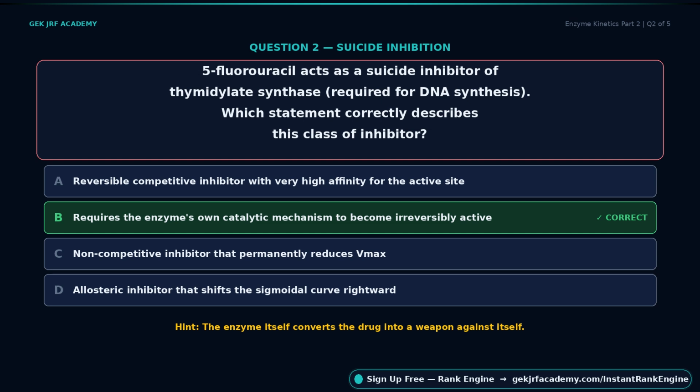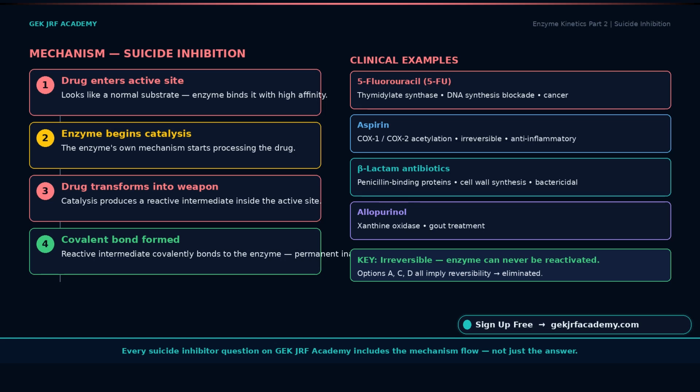Option C. A non-competitive inhibitor that permanently reduces Vmax. Option D. An allosteric inhibitor that shifts the sigmoidal curve rightward. Suicide inhibitors are one of the most elegant concepts in enzymology, and one of the most clinically important. The mechanism works as follows.